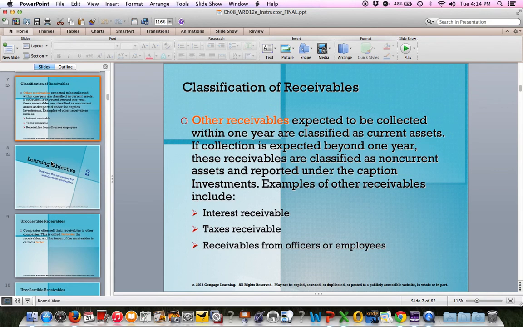And then we have other receivables, just any other receivable that we might have on the books, typically collected within 1 year or less, and then typically counted as a current receivable, so it's a current asset on the balance sheet. Some examples that you can see here are interest receivable, taxes receivable, and receivables from employees basically. So just any receivable that is due within 1 year or less, we treat it as a current receivable or basically a current asset.